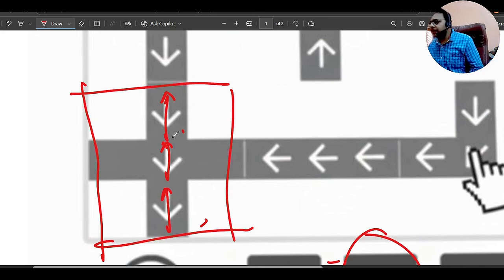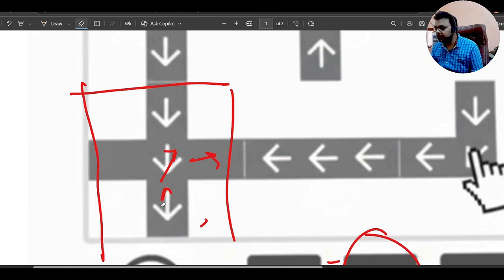Now suppose again you used that button which is change direction. So now suppose this arrow is not looking like this, and this arrow is also not looking like this. Now suppose the arrows are looking like this. Now again you use the change direction button, and now suppose these arrows are looking like this.